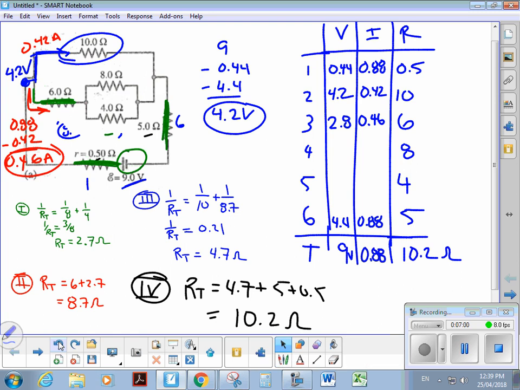Now, I started with the 4.2. I'm going to subtract off an additional 2.8 because that's been used up on the pathway. I'm down to 1.4 volts. So at this juncture, right here, there's 1.4 volts.